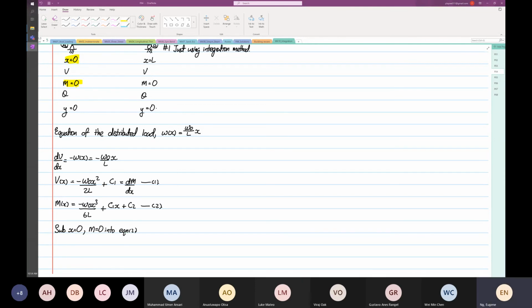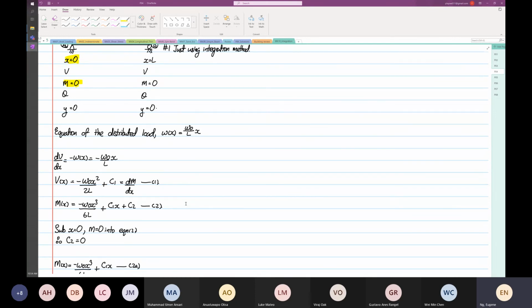What we get is therefore C2 is equal to what? 0. Okay. So when that's the case, we again write down m as a function of x will be equal to minus omega naught x cubed over 6L plus C1x, and this is your equation 2a. Okay, that's your equation 2a.